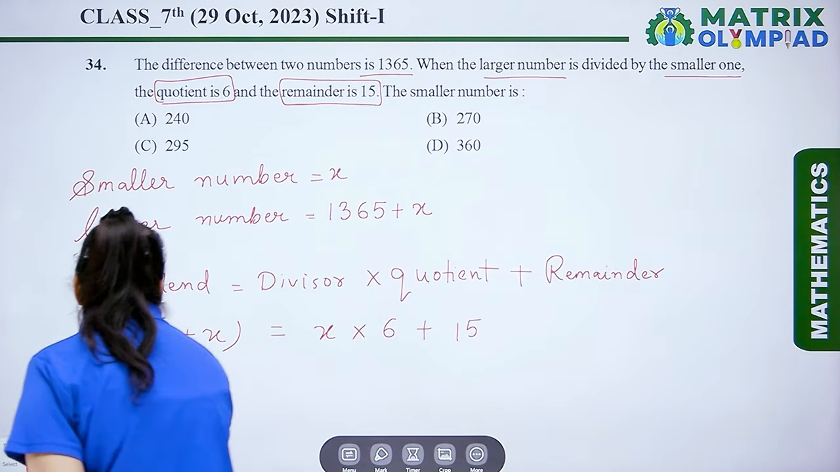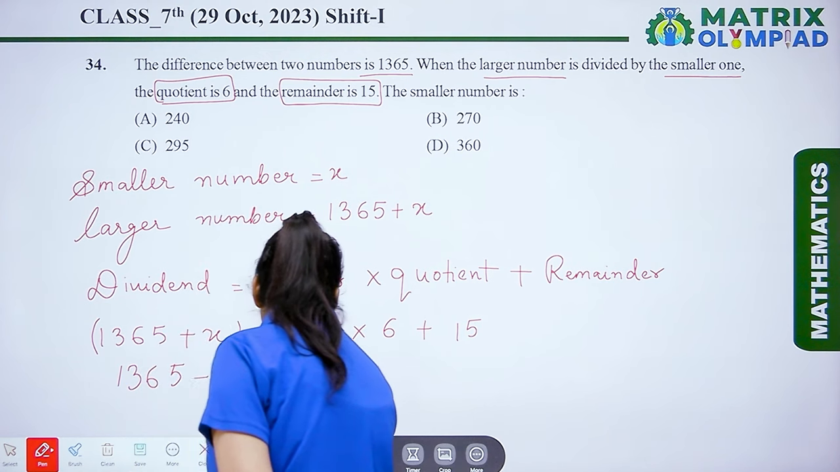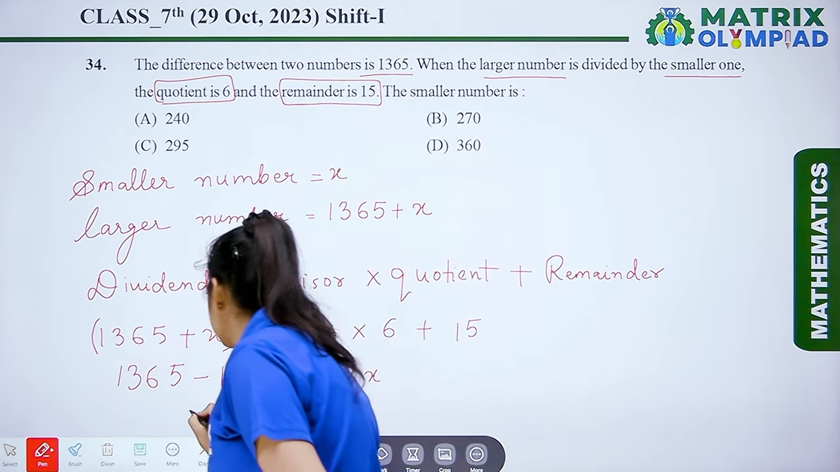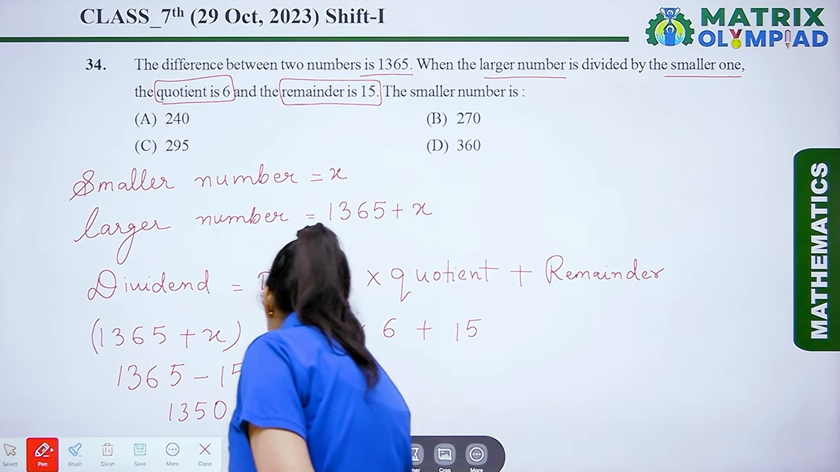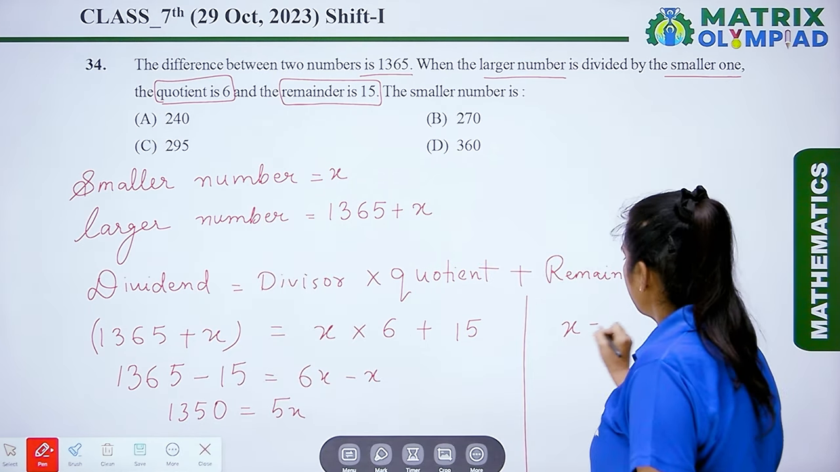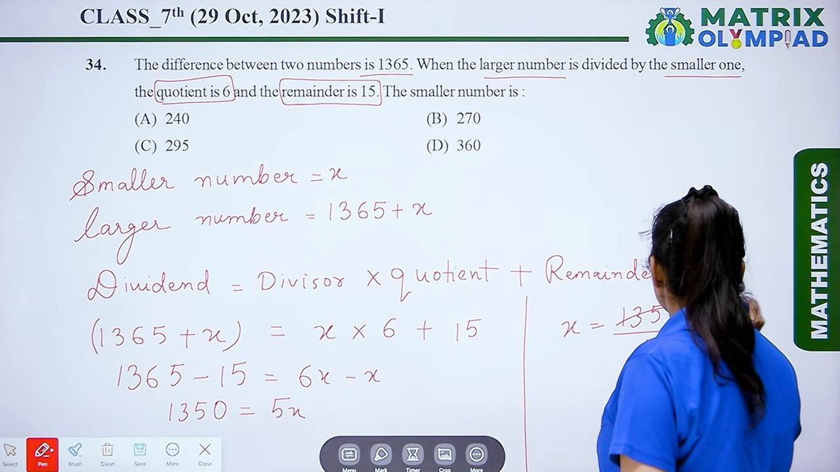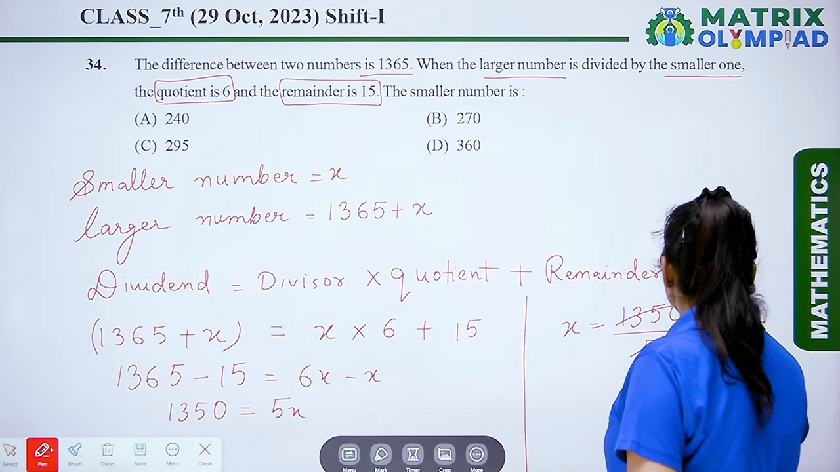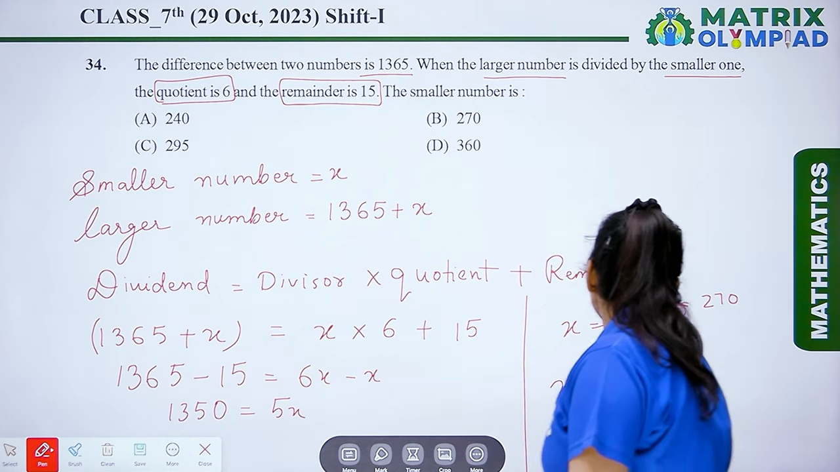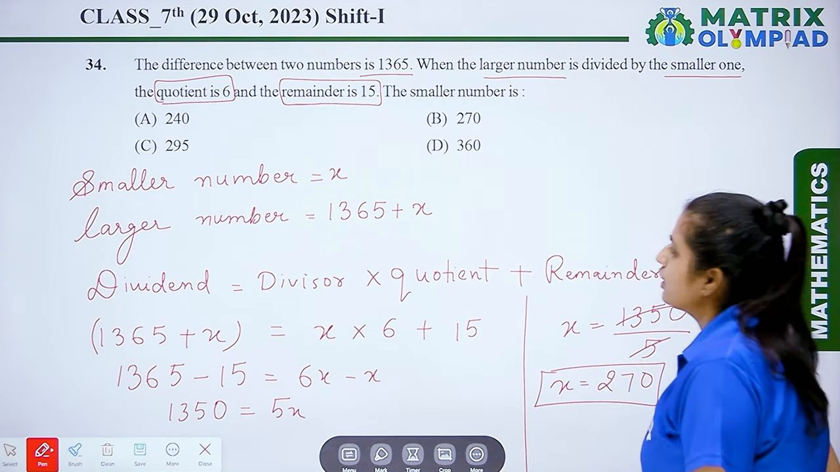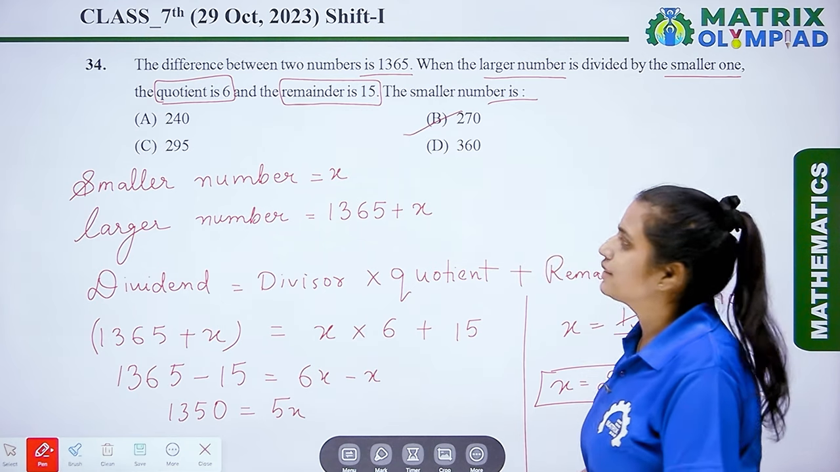So here we get the value of x is 1350 upon 5, that is 270. So here the value of x is 270. So the smaller number is 270 and here, option B is the correct answer.